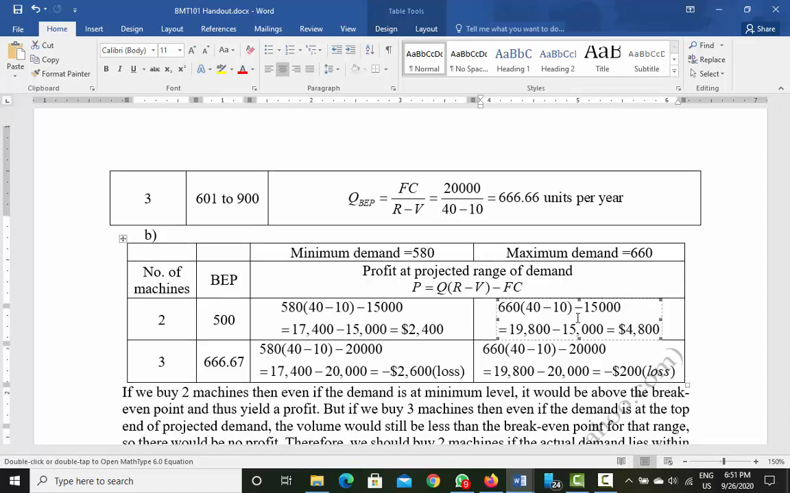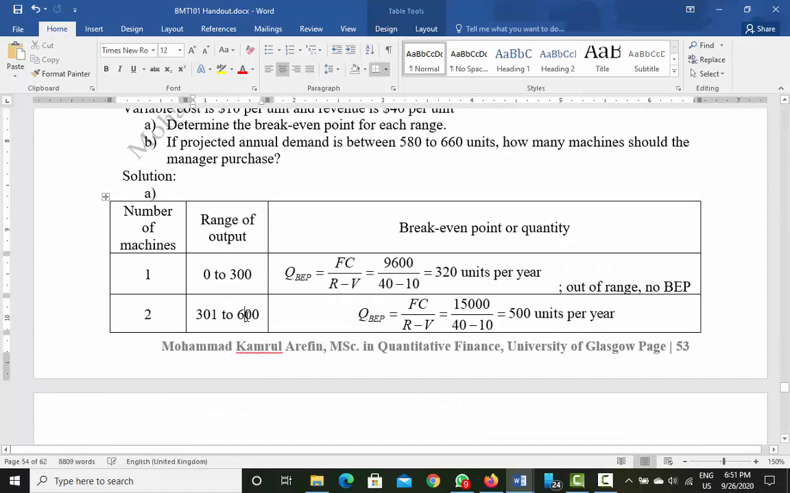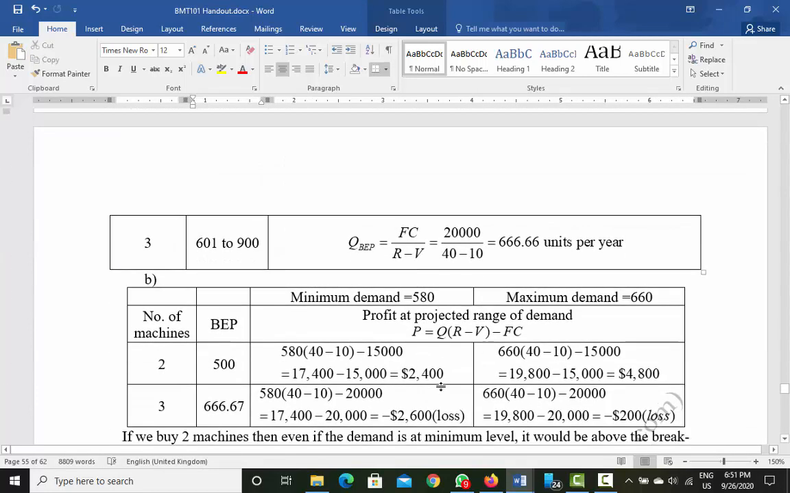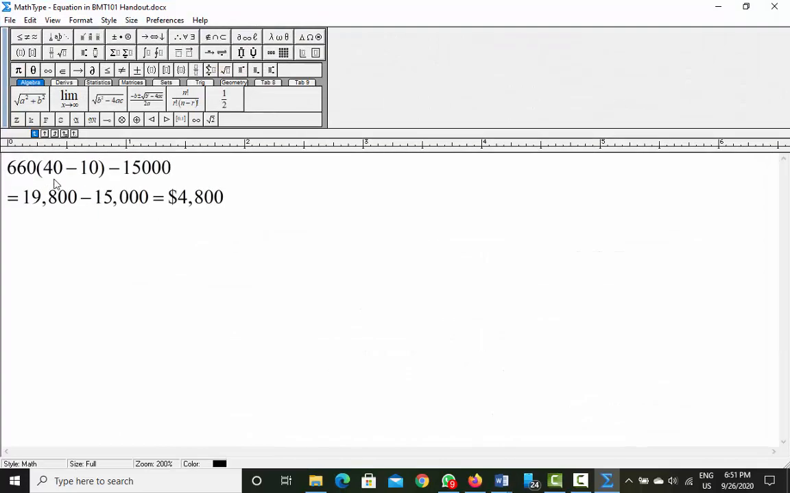If the market reaches maximum demand level, obviously he cannot produce the maximum demand. The maximum he can produce is 600 units. So there is a slight mistake here. He cannot produce more than that. If the market reaches the 660 maximum demand level, he cannot supply up to that level. The maximum he can produce is 600 units.